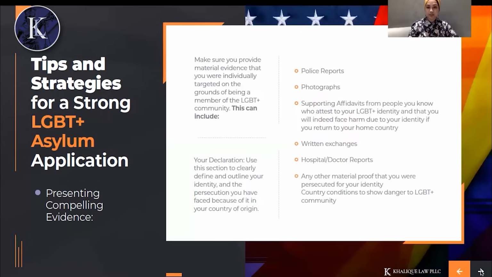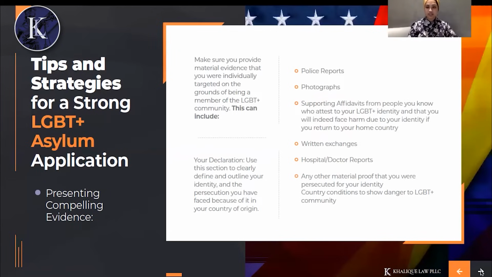There are other things that you can include. Police reports. It's really important to establish that you went to the police and that they either didn't help you or wouldn't let you take a police report. And if you are fortunate to be in a country where the police did actually file something for you, or that at least you were attacked, please include that with your application because that is a very strong piece of evidence.